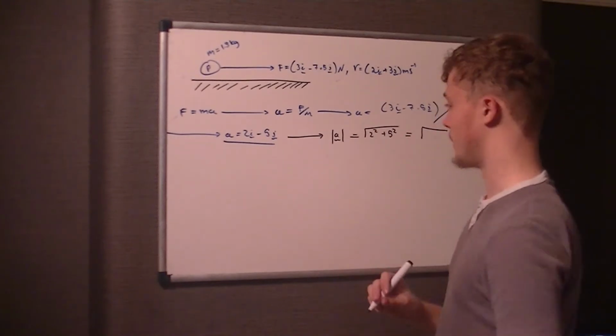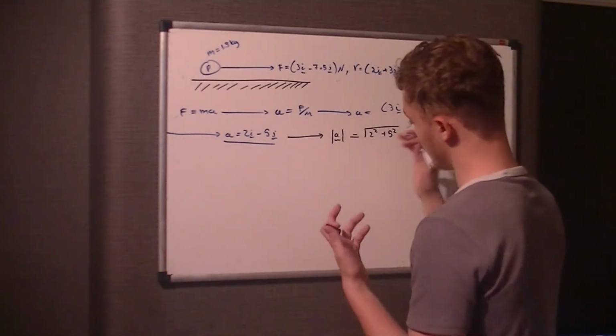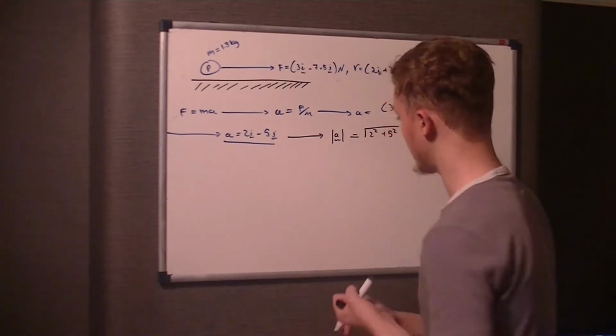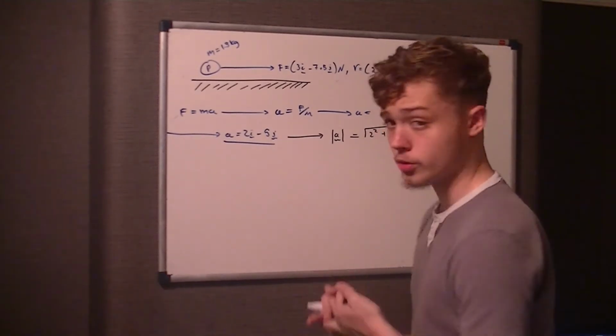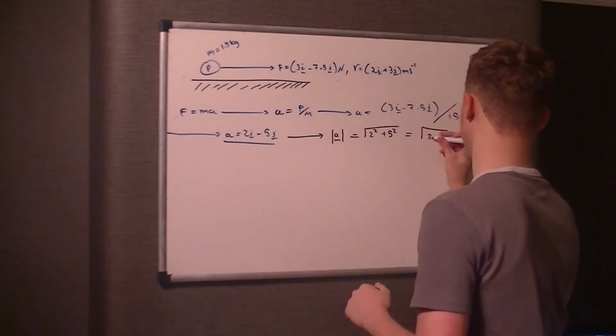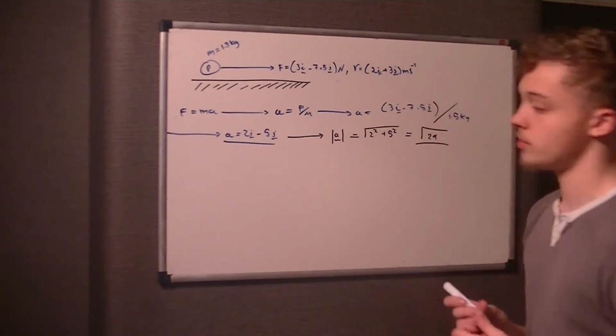But it's a really simple method, I have to say. So it's 2 squared plus 5 squared, so it's 4 plus 25, root 29. Can't do anything with that, so we'll leave it as root 29.